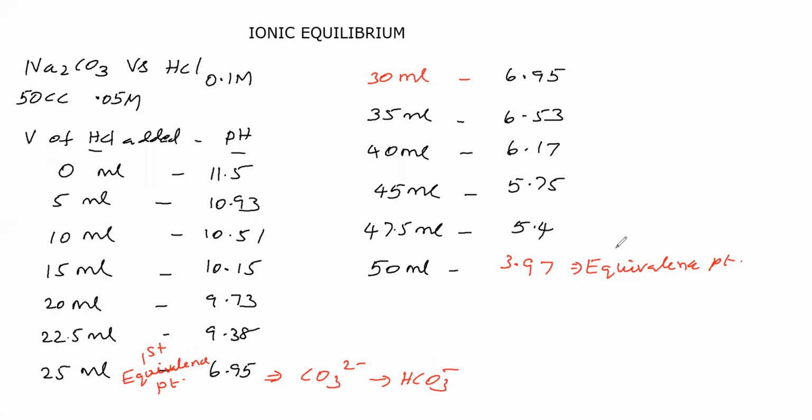Then what about this equivalence point? It is called the second equivalence point. This second equivalence point indicates that all the bicarbonate converts to carbonic acid. Carbonic acid means carbon dioxide and water, so carbon dioxide will be liberated. You might have seen this: if we add acid to carbonate, certainly brisk effervescence will come.